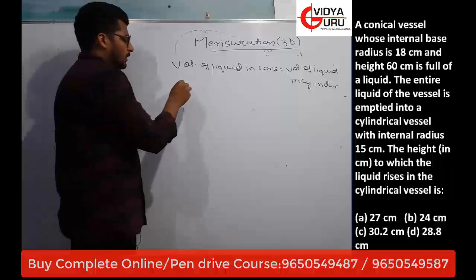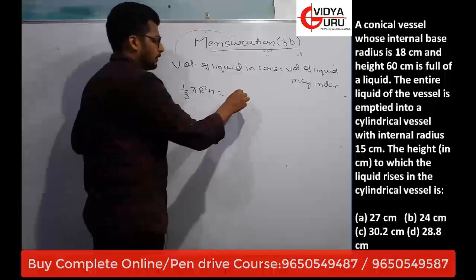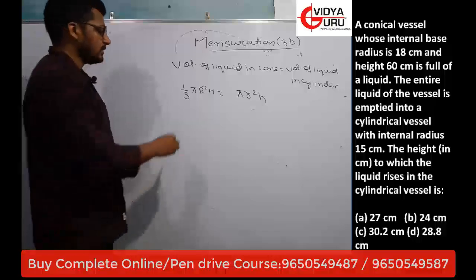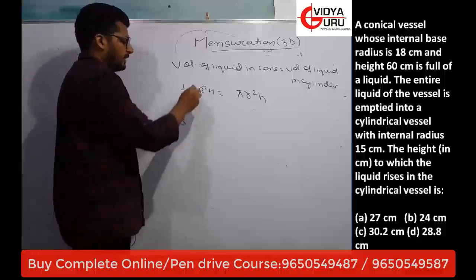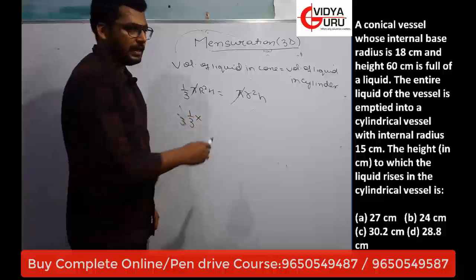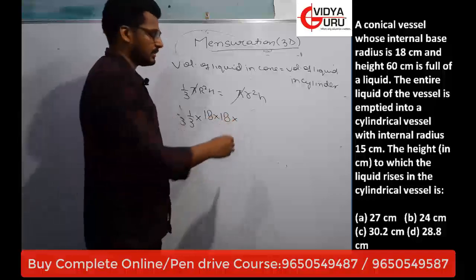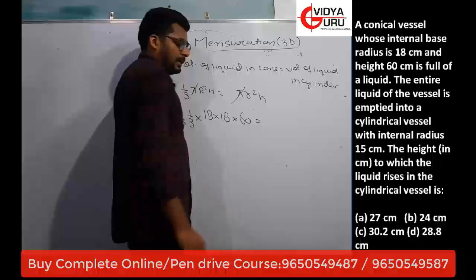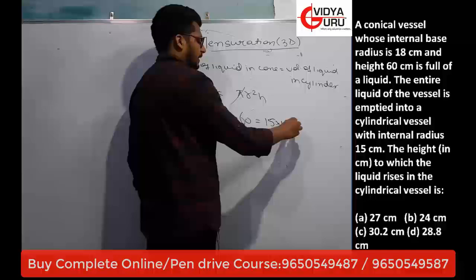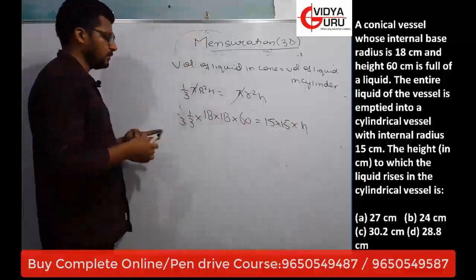What is the volume of cone? 1/3 pi r square h. And what is the volume of cylinder? Pi r square h. Now we just need to put the values. Pi will be cancelled. 1/3 radius of cone is given 18 into 18, and height of cone is given 60, and radius of cylindrical vessel is given 15 into 15, and question is asking liquid will be raised to what height. That means height is actually asked.